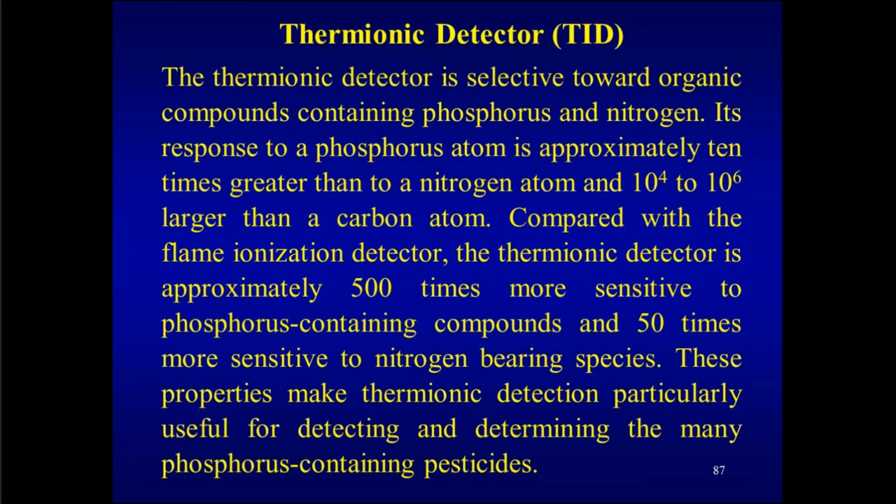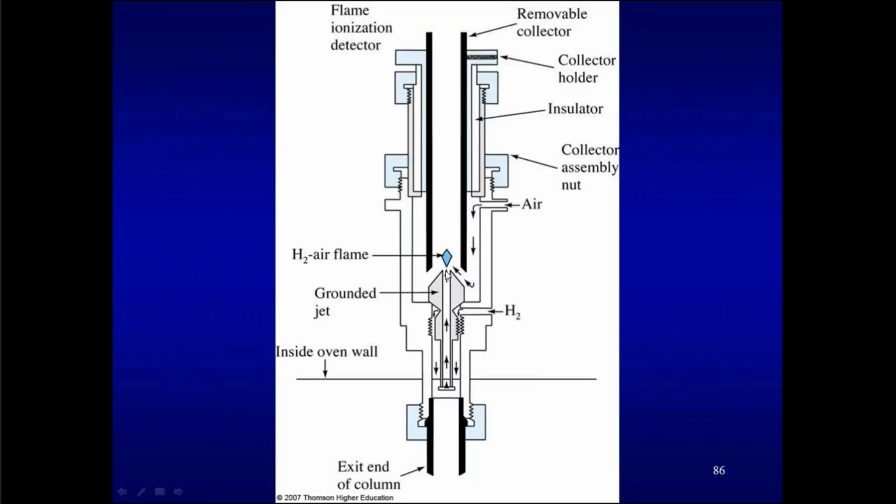Now, as I showed you in this diagram, here you have a hydrogen flame. The modification in the NPD is above the hydrogen flame, there is a rubidium silicate bead. The rubidium silicate bead will be electrically heated. So when it is electrically heated, the electrical heating results in thermal energy being generated here. That thermal energy is sufficient to ionize phosphorus and nitrogen containing compounds.